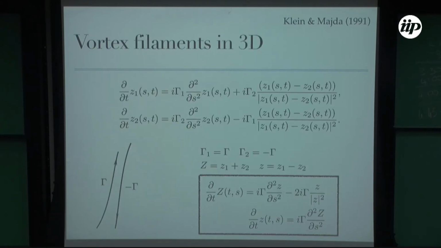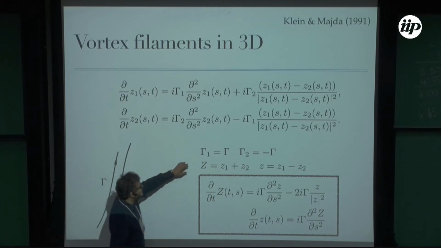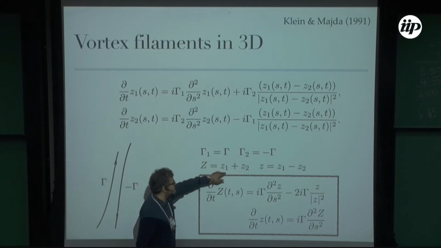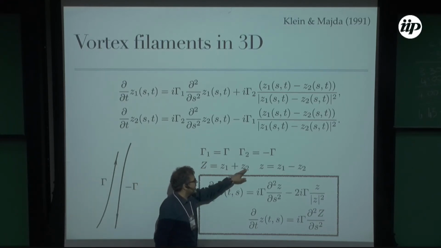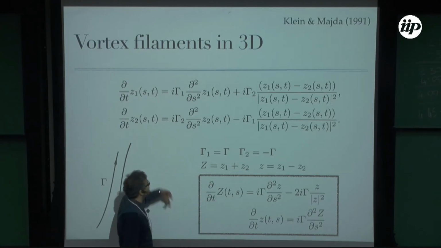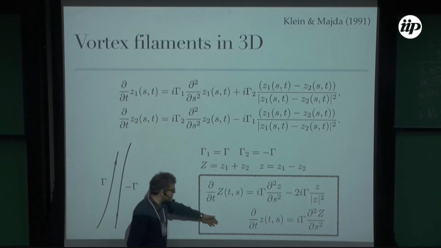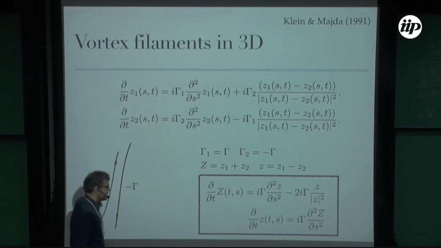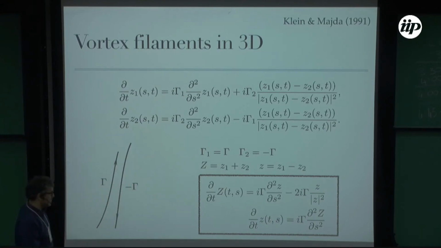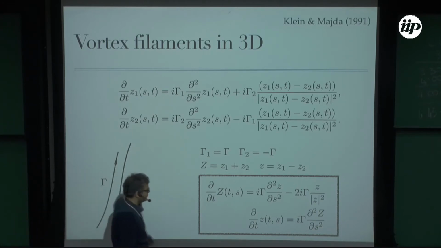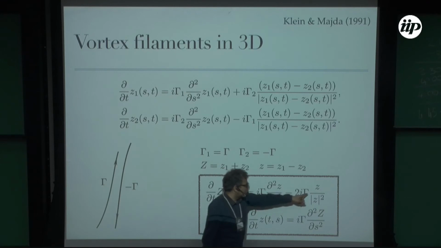For the case that I am interested in, I need to suppose that gamma 1 is gamma, and gamma 2 is minus gamma, and it will be useful to define the center of mass coordinate and the relative coordinate. Adding and subtracting, you get these two partial differential equations for the capital C, which is the center of mass, and the relative coordinate, little c, which will be important in the future.